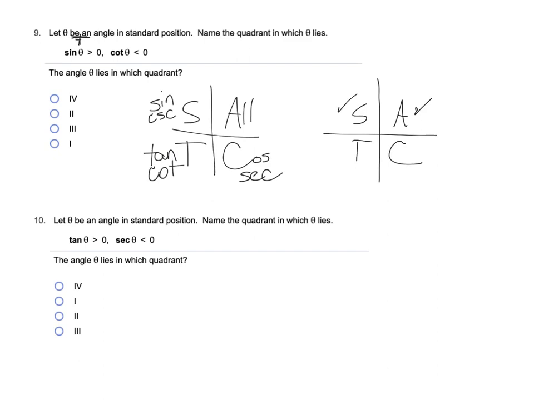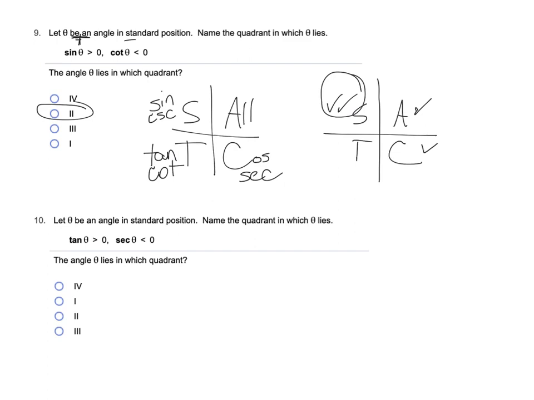And then for cotangent, cotangent is less than 0. That means negative. So we ask, cotangent and tangent go together, so where are they positive? They're positive in the first and the third. Therefore, they're negative in the other ones, so second and fourth is where they're negative. Your theta is in the quadrant that satisfies both. So the one with 2 checks, which is quadrant 2, is your quadrant.